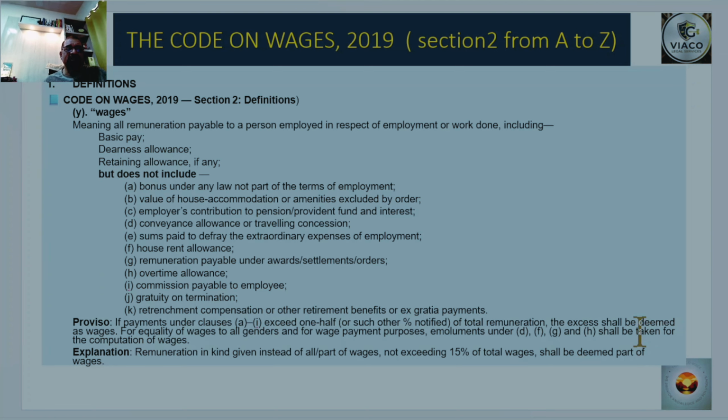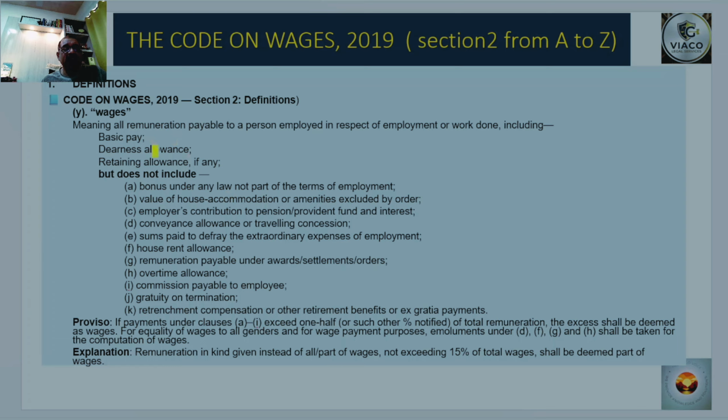Now let us come to the wage definition, Section 2I, very important under this law. We will give a lot of emphasis to it going forward in this discussion. In the next class I may switch, today maybe the definitions and 2 or 3 more definitions across. So let me talk about Section 2I, meaning all remuneration payable to a person employed in connection with the employment or work done, including basic pay, DA, allowances, retaining allowance if any, but it does not include bonus.